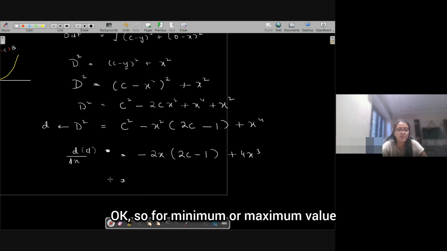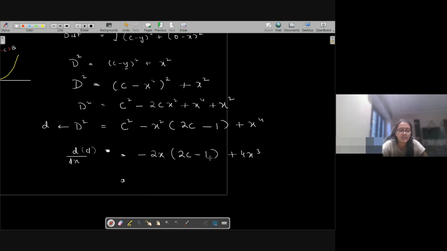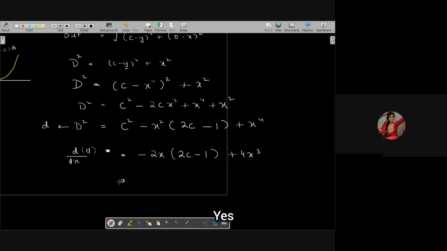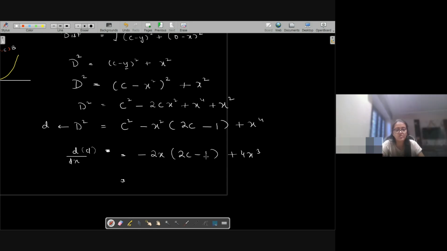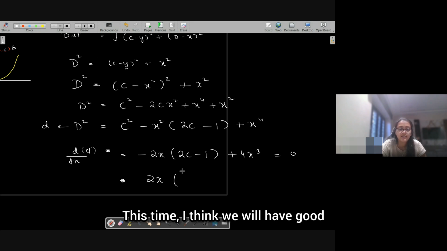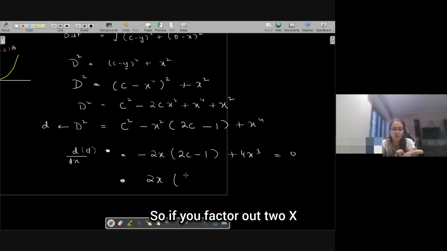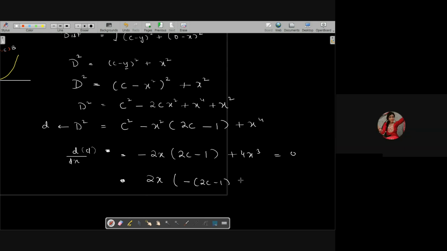So for minimum or maximum value, this should be equal to 0. Let's put it equal to 0. Now, if you put it equal to 0, you can factor out an x. You can also factor out 2, so 2x, factor it out. If you factor out 2x, you'll get negative of 2c minus 1 plus 2x squared.